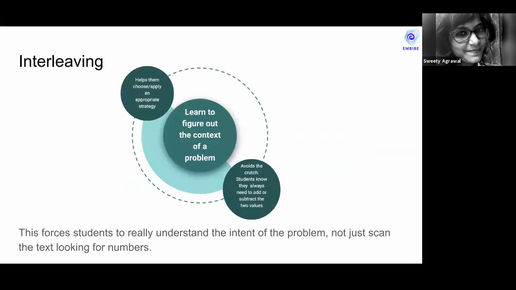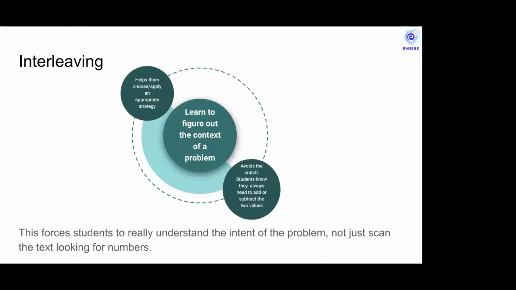There is a different strategy called interleaving, which suggests that you interleave multiple skills, say addition and subtraction, and students practice both skills together, and the context constantly keeps switching back and forth between addition and subtraction. In that way, students learn to identify the context and figure out what operation they need to apply in that particular problem. This way, students are forced to really understand the intent of the problem, so that they don't just look for the numbers in the problem and apply an operation that they know.